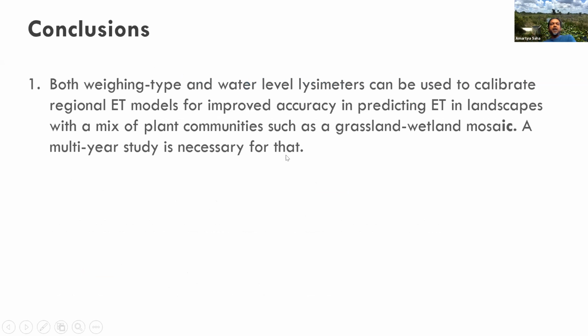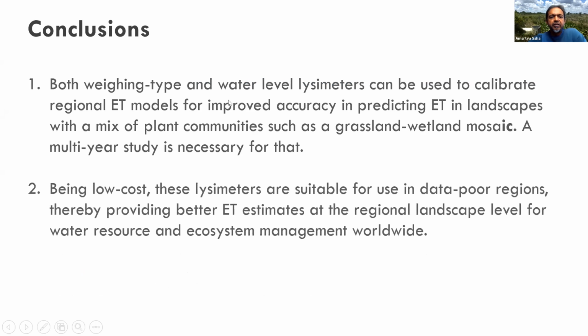So to conclude, both weighing type and water level lysimeters can be used to calibrate regional ET models for improving their accuracy, especially in large parts of the world where we don't have actual field ET data obtained from Eddy covariance or other methods. So also, these lysimeters can be a good way to actually measure the loss of water from mixed species communities, which typically occur in the landscape.